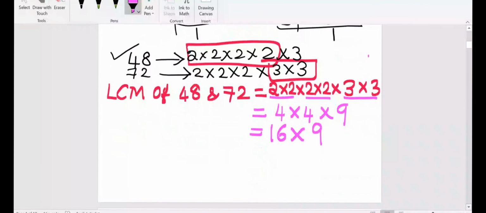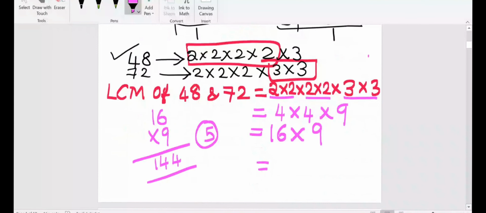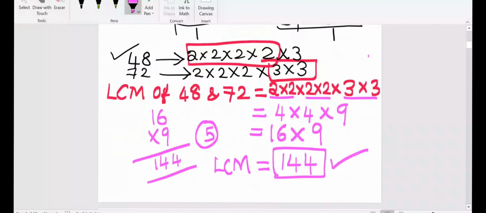As I don't have space on the right hand side, as per the rule, we have to use the working column for calculating or multiplying this. As I don't have space here, I'm writing here on the left hand side 16 into 9. 9 into 6, 54. 5 balance comes. 1 into 9, 9. 9 plus 5, 14. So what is the answer? Our LCM of 48 and 72 is equal to 144. So our answer is 144. It's very easy to find out, right?